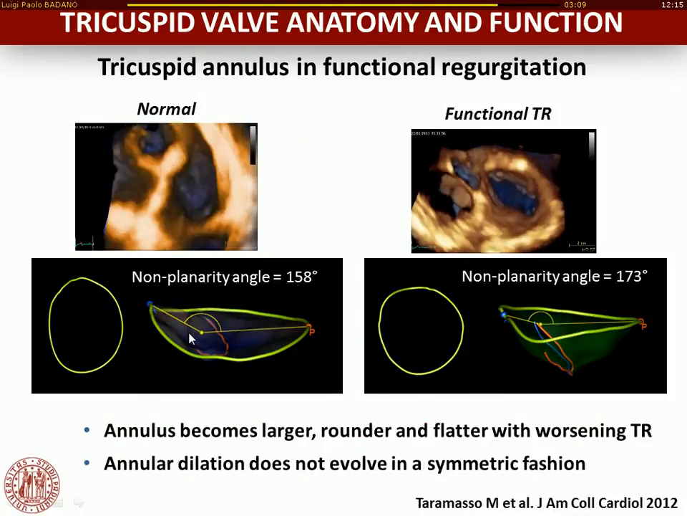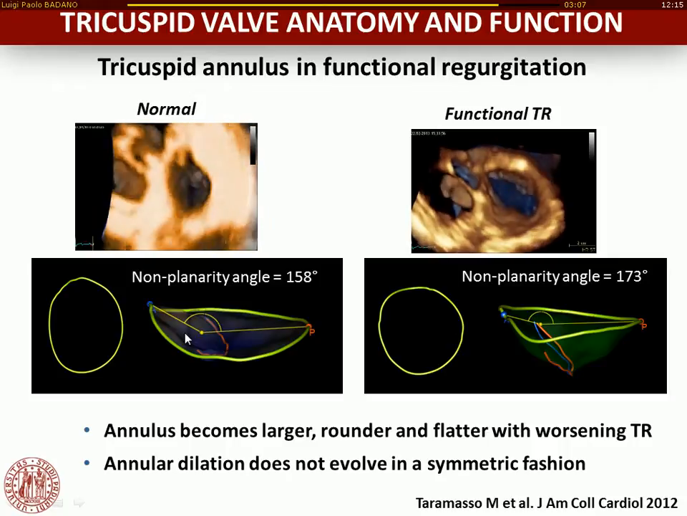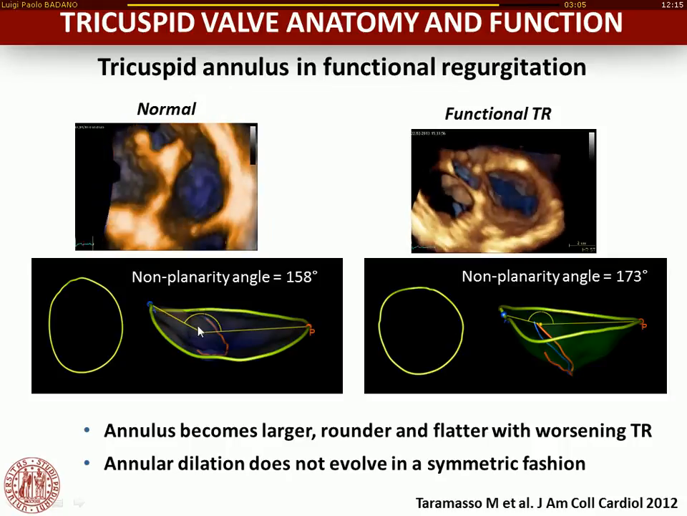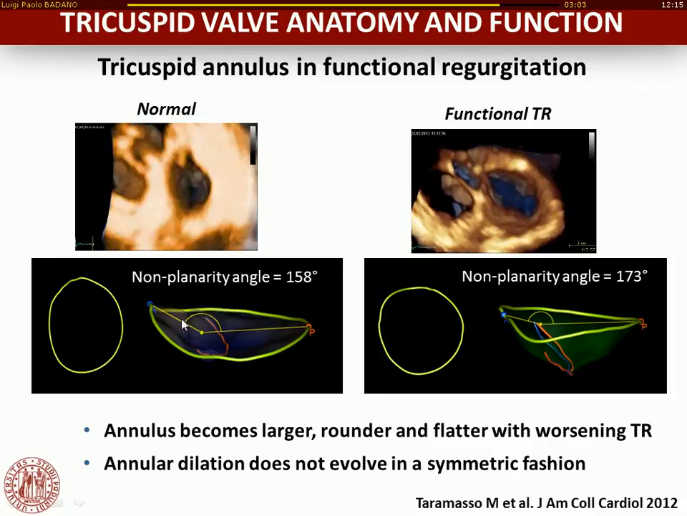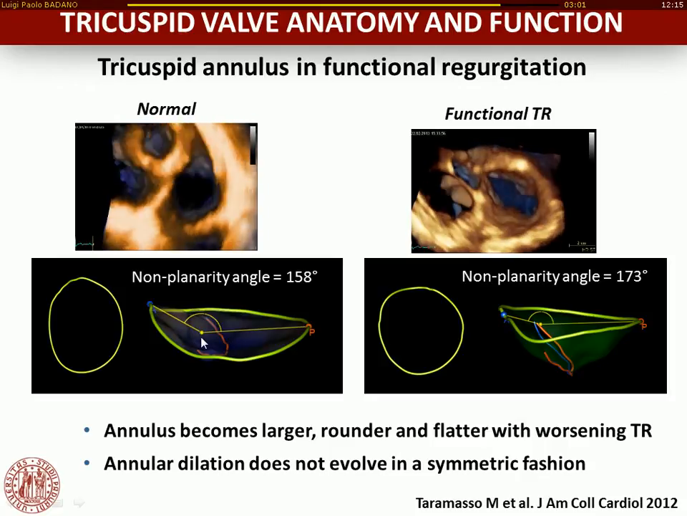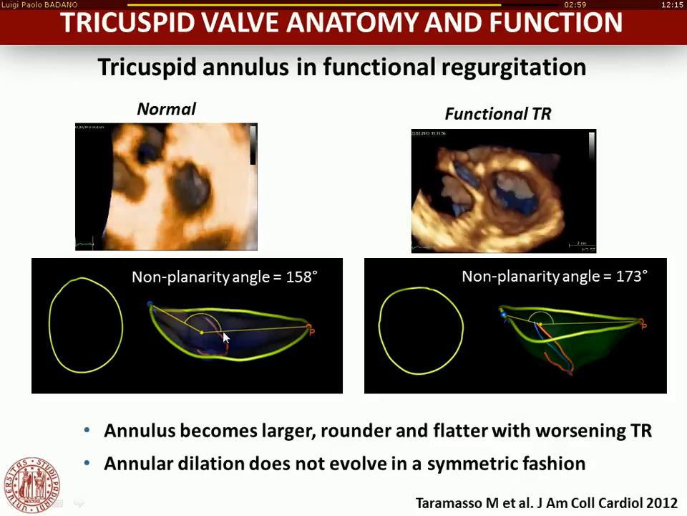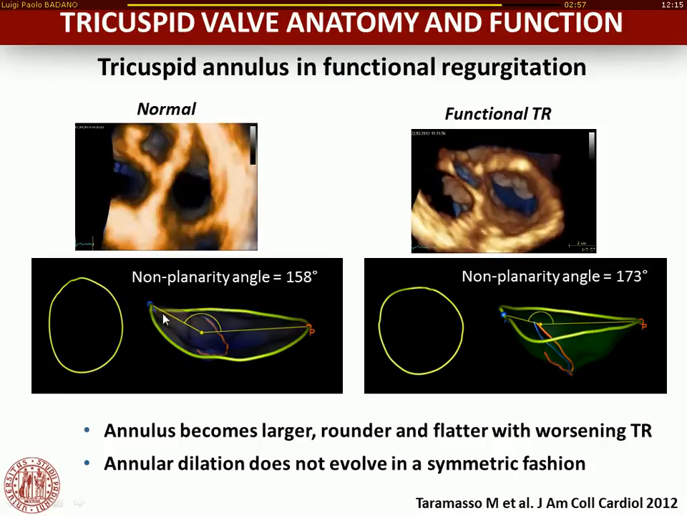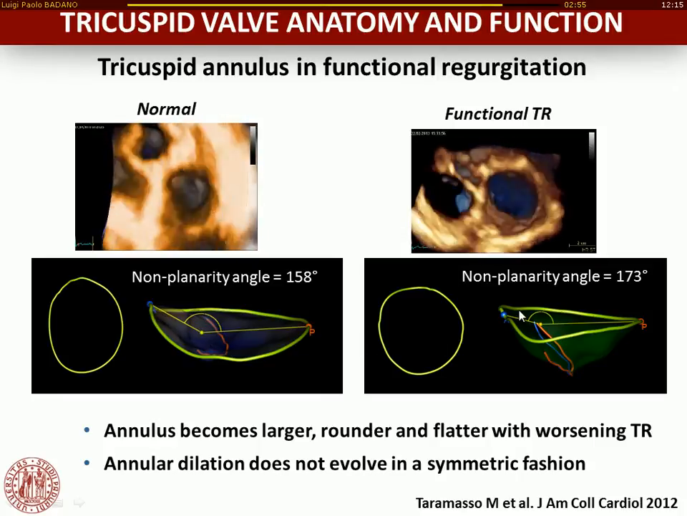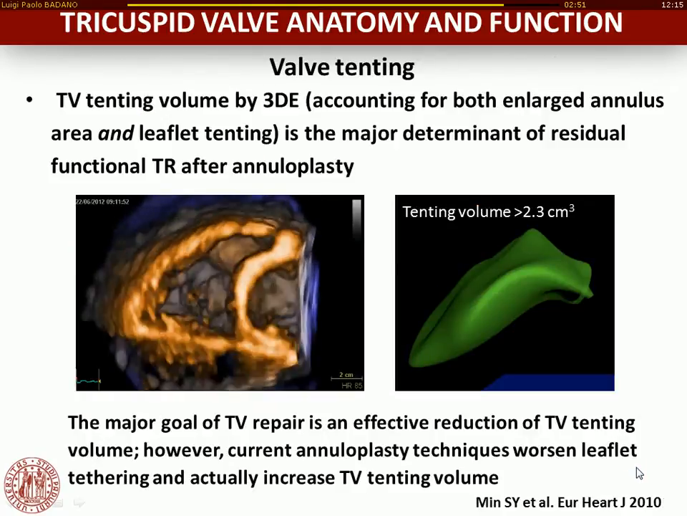Not only the size, but also the shape of the annulus is important. As its counterpart on the left side, the tricuspid annulus has a non-planar, saddle shape, and this non-planarity becomes flatter and flatter as the degree of tricuspid regurgitation increases.